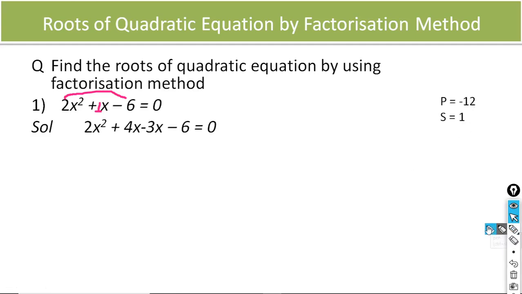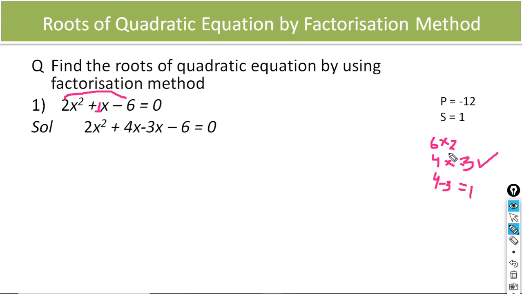Now we have to identify the possible factors of 12. Possible factors of 12 are 6 into 2, and the second possible factor is 4 into 3. Out of these two, one factor will be selected. Here 4 and 3 will be selected. The product is −12, so one of them has to be negative, and the sum is 1. Here the sum is positive, so the bigger number is positive and the smaller number is negative. So 4 and 3 will be selected and we get 4 − 3, which equals 1.